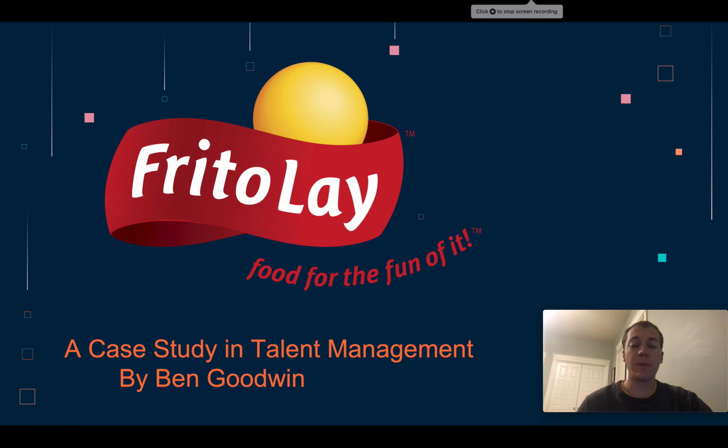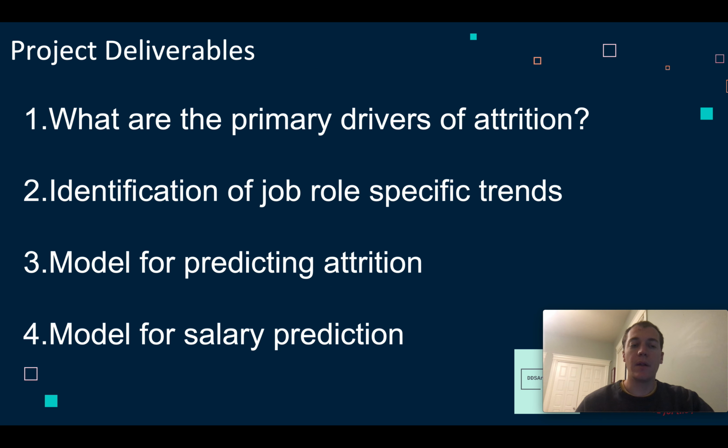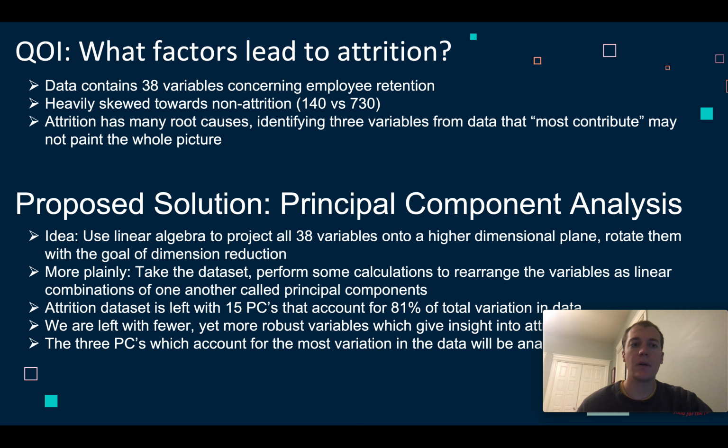To talk about the results of my case study in talent management. Let's get started. So we're going to talk about what are the primary drivers of attrition. We're going to look at the identification of some job role specific trends. We're going to create a model for predicting attrition, and then we're going to create another model for predicting monthly salary information.